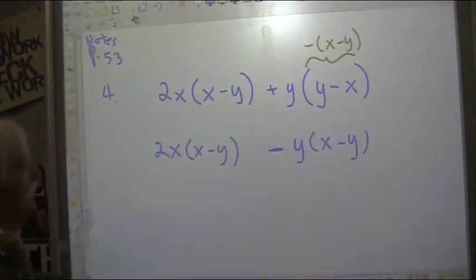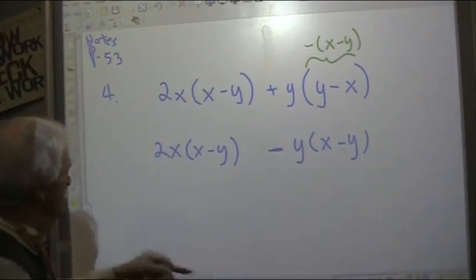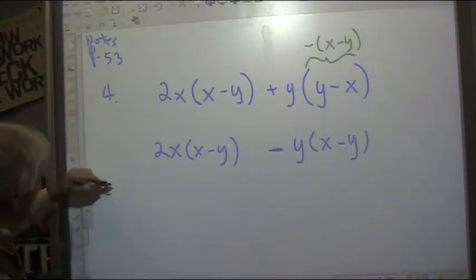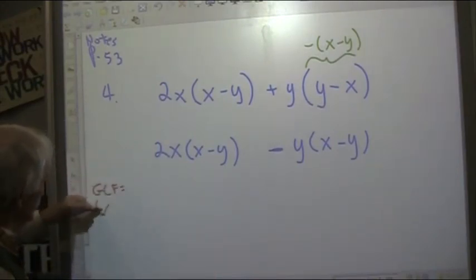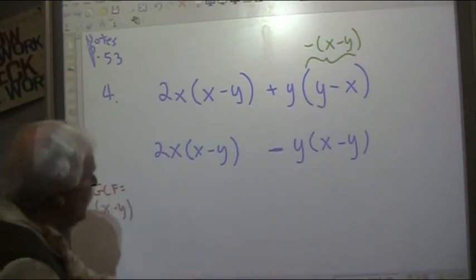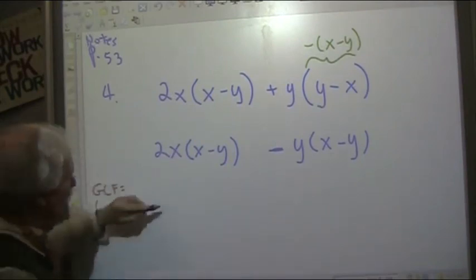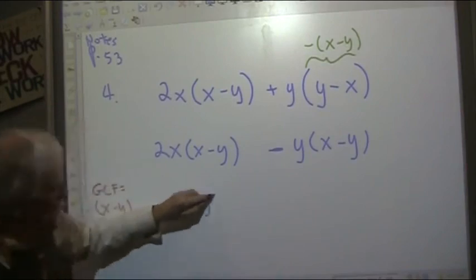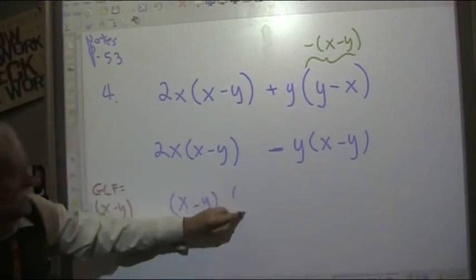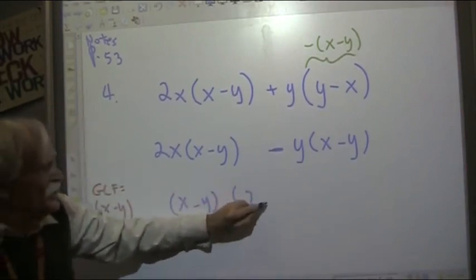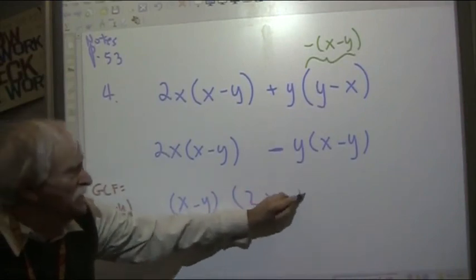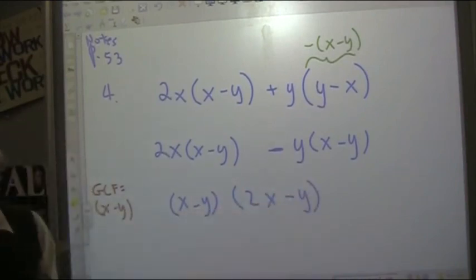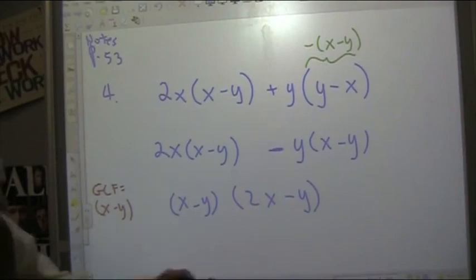Great. All right, so what's my GCF here, ladies? x minus y. GCF equals x minus y. We write that down first. x minus y, okay? And then the residue is 2x minus y. And you ladies all did beautifully.